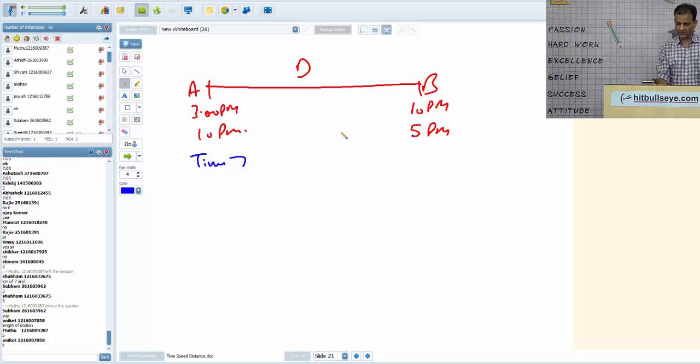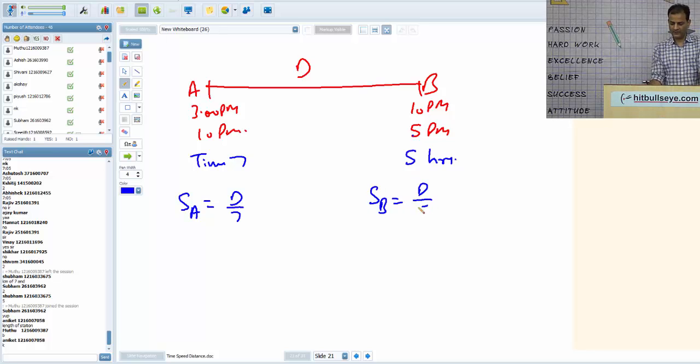This train is taking 5 hours, this one 7 hours. So the speed of the train from station A is D upon 7, and the speed of the train from station B, can I say D by 5? Distance by speed is time, distance by time is speed. This is taking 5 hours, this is taking 7 hours, so D by 7 and D by 5. Okay friends, equation. Because in some questions there is no direct shortcut.